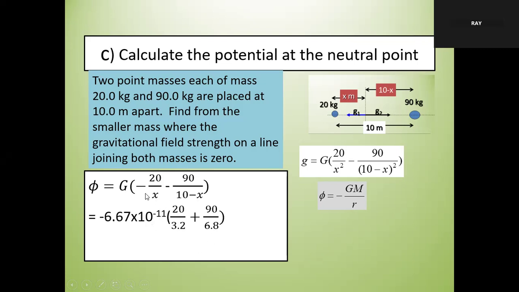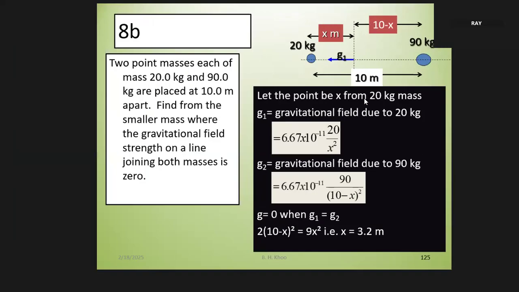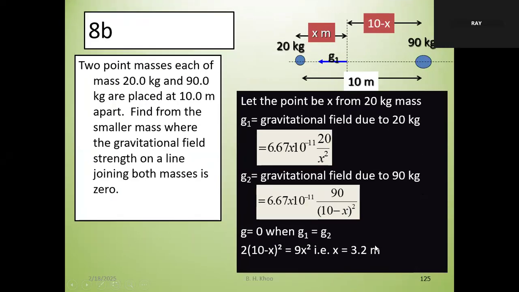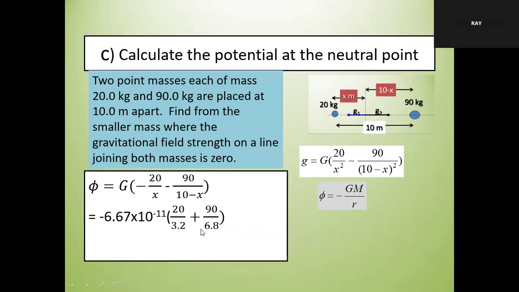Put in our value for G, put in our value for x. We have calculated from there. That's where we have calculated, x is 3.2. So if it's 3.2, that one will be 10 minus 3.2, which is 6.8, and calculate out. Okay or not? Anything not clear? Okay.